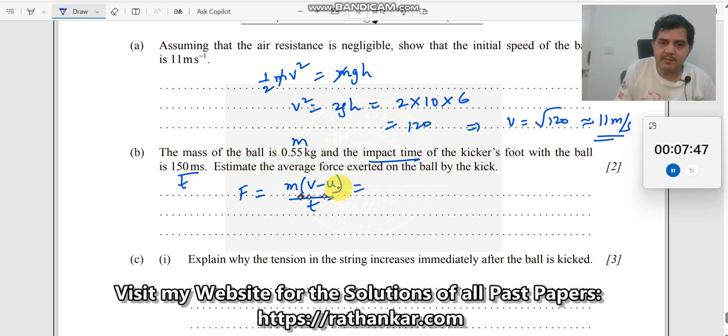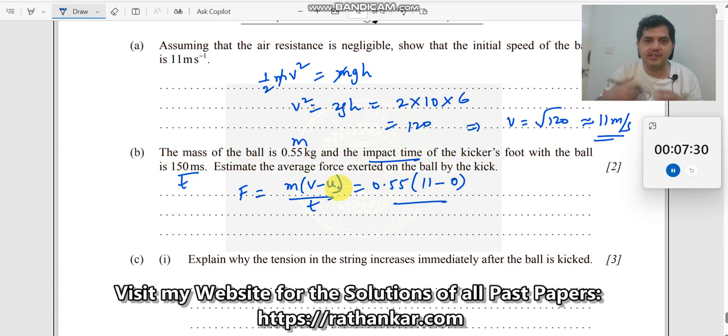Now what is m? 0.55, which is given. What is v? V is nothing but what we just found out, 11, the final velocity. What is u? U means when the ball was not being hit, the initial velocity, which was 0. The ball was at rest. Divided by the time taken. What is the time at which the kicker's foot was in contact with the football? 150 milliseconds.